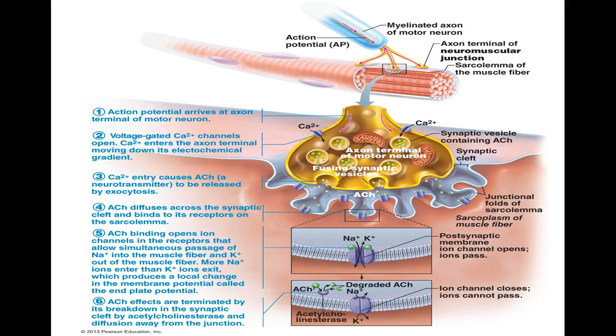Acetylcholine then is going to attach to the membrane or the folds of the sarcolemma. So acetylcholine is going to attach to the folds of the sarcolemma. That then is going to cause potassium to be pumped out and sodium to go into the sarcoplasm. And sodium rushing in is going to change the polarity of the sarcoplasm.